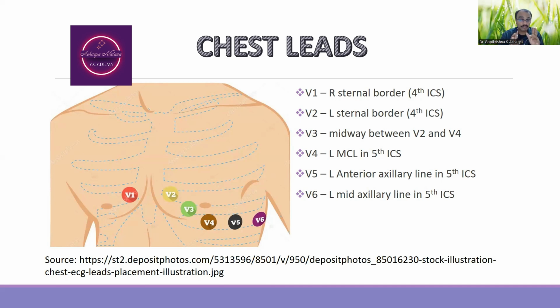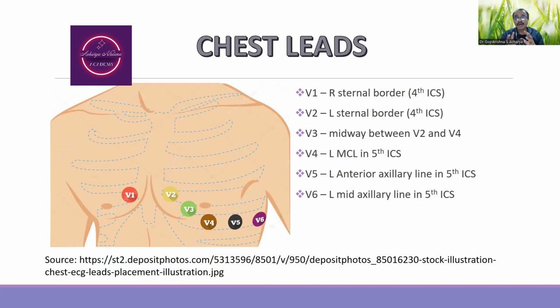V3 will be connected midway between V2 and V4, whereas V4 is connected to the fifth intercostal space at the left mid-clavicular line. V5 is connected to the anterior axillary line on the left in the fifth intercostal space, whereas V6 will be connected to the left mid-axillary line in the fifth intercostal space. These are the different locations.